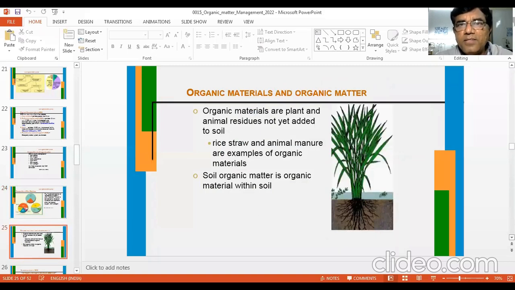Now, organic materials and organic matter around the rice plant and in the rice plant. Organic materials are plant and animal residues not yet added to soil. Organic materials are different from organic matter; organic materials are made up of organic matter. Rice straw and animal manure are organic materials. Soil organic matter is organic material within the soil.